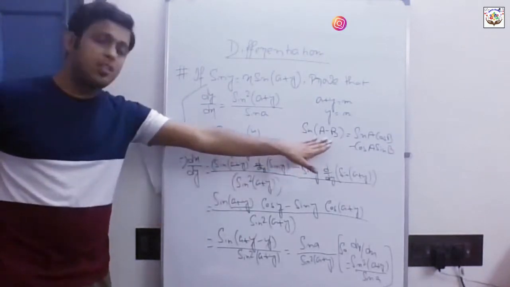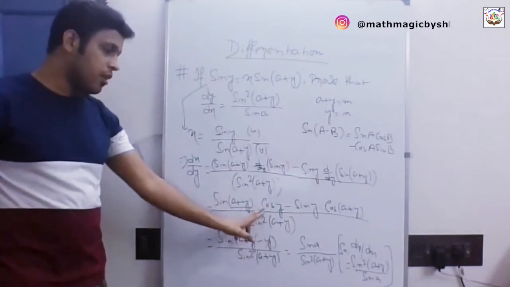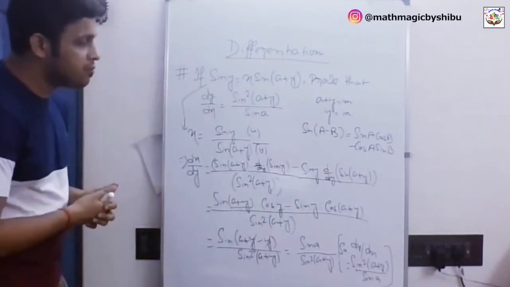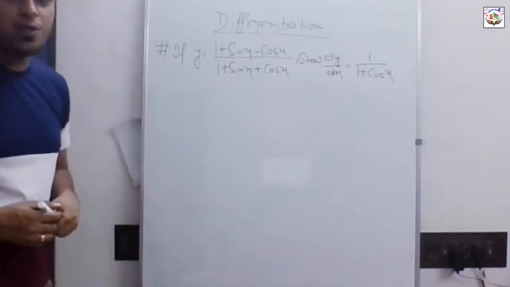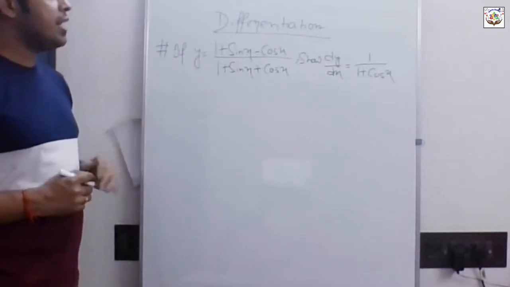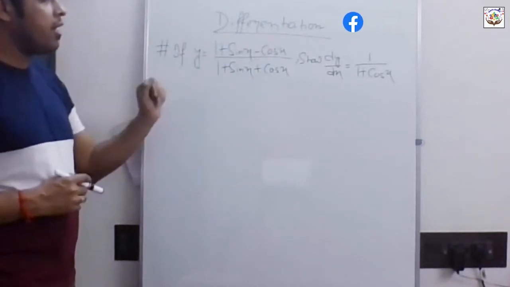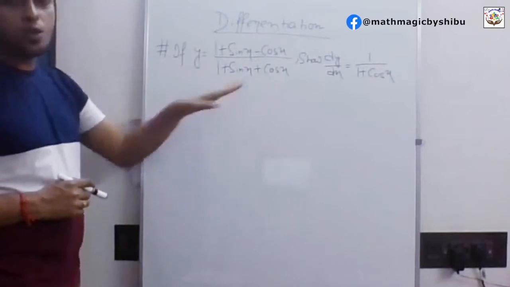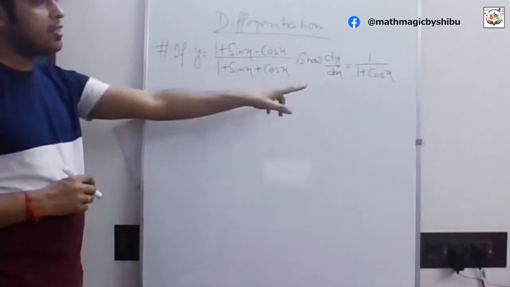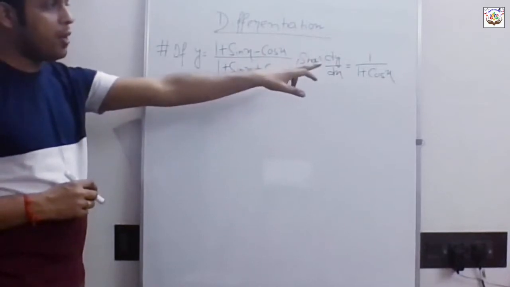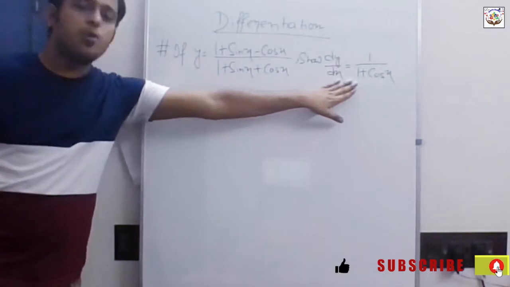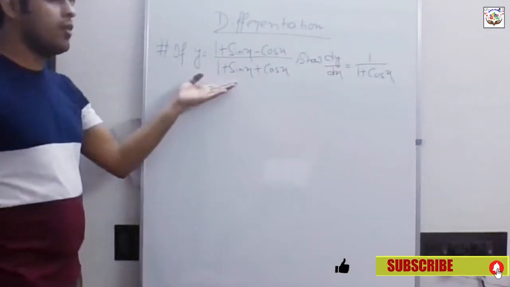And how we have applied this formula to this one, you need to understand that also. So in our next problem, we have if y equals 1 plus sin x minus cos x divided by 1 plus sin x plus cos x, then we have to prove that dy/dx equals 1 divided by 1 plus cos x. So we need to reach up to this point by starting from this point.